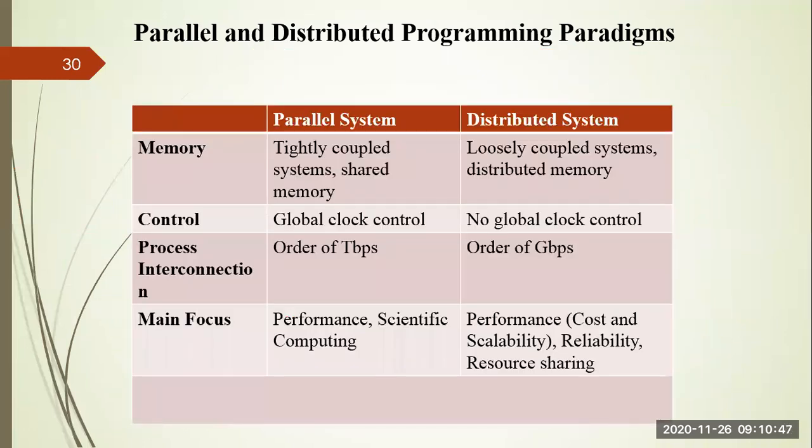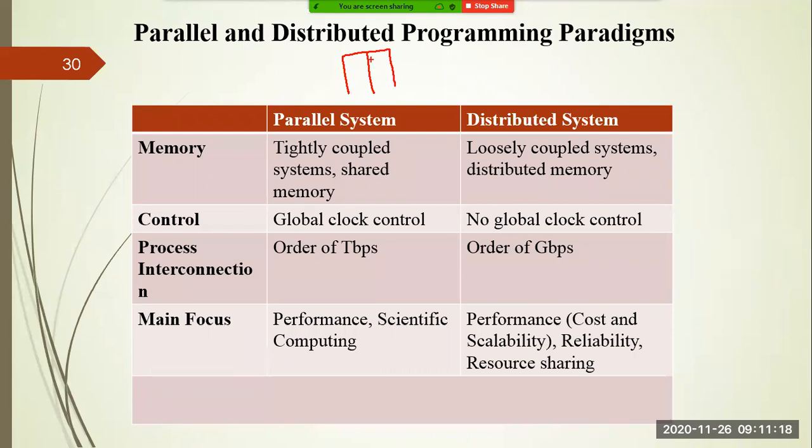So this is a complete difference between the parallel system and the distributed system. If you go for a parallel system, in context to the memory, we call it a tightly coupled system. If a system is tightly coupled, for example, assume that in your computer you have two cores, they are tightly coupled. Tightly coupled means the performance of one core will affect the performance of the second core.